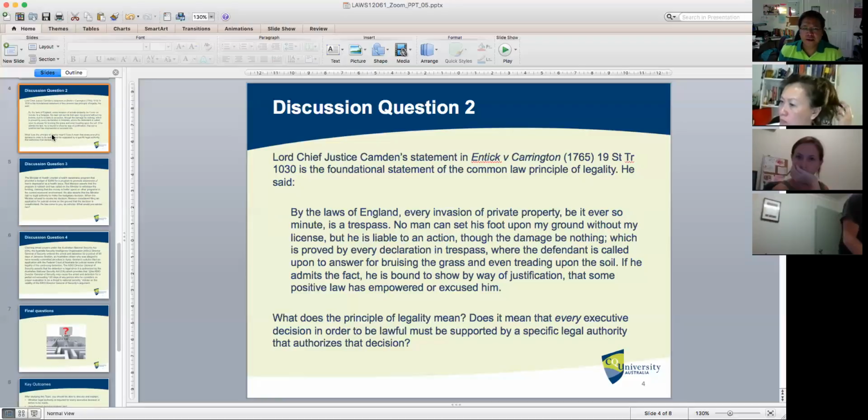The questions are: one, what does the principle of legality mean? And two, does it mean that every executive decision, in order to be lawful, must be supported by a specific legal authority that authorizes that decision? This is a crucial question, because you have to wonder, does it mean that every time the executive undertakes a specific action or makes a decision, that action or decision must be supported by specific legal authority, which typically can be in the form of a statutory authority, meaning a law or statute passed by the parliament?